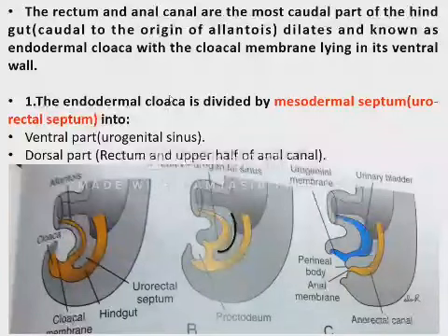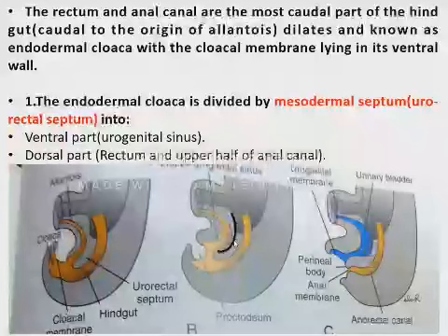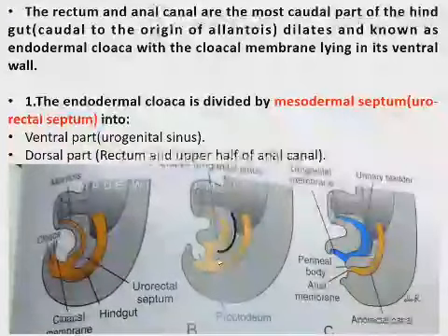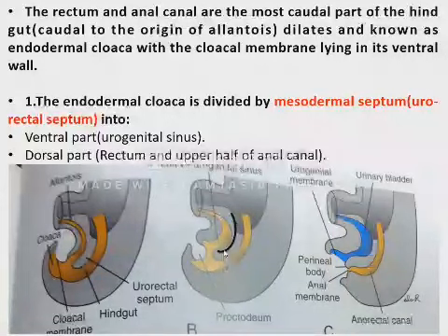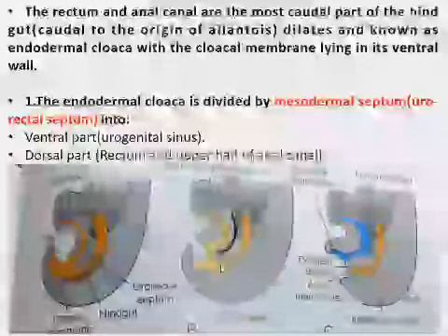Number 1, the endodermal cloaca is divided by a mesodermal septum called the urorectal septum, dividing it into two parts, the ventral part and the dorsal part. The ventral part is called the urogenital sinus, while here is the dorsal part, which is the upper half of the anal canal and the rectum.